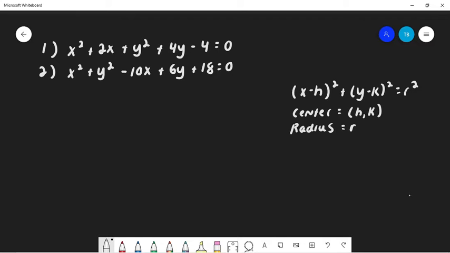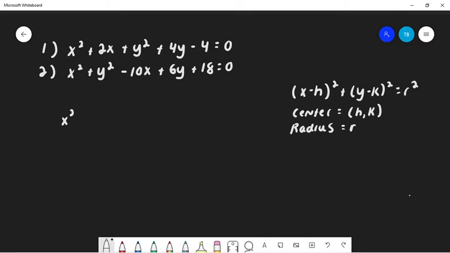So when we are given the general form of the equation of a circle, as we're given over here, to rewrite it in standard form, all you need to do is group the terms with the same variables, then complete the square, and then condense the perfect square trinomials into the squares of binomials. So let's do a couple problems together to see how that's done. We'll start with number 1, and I'll rewrite it down here.